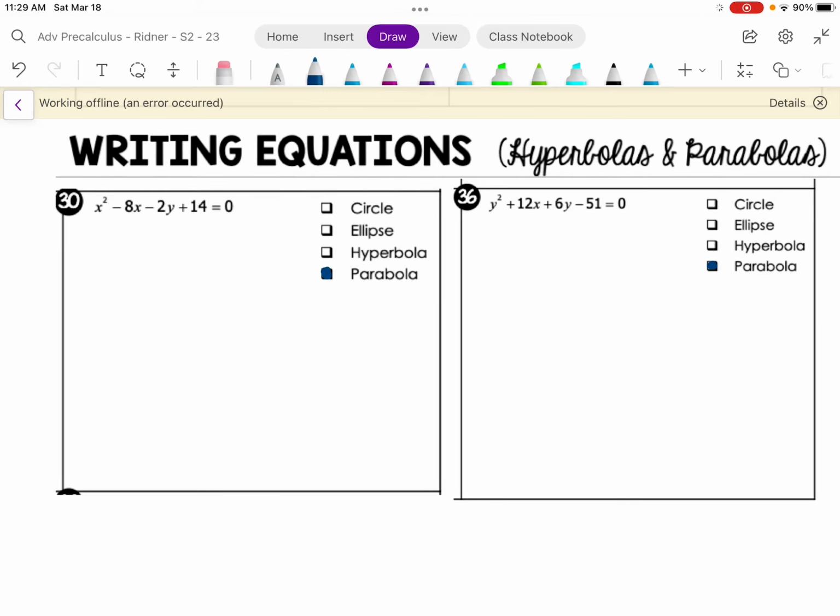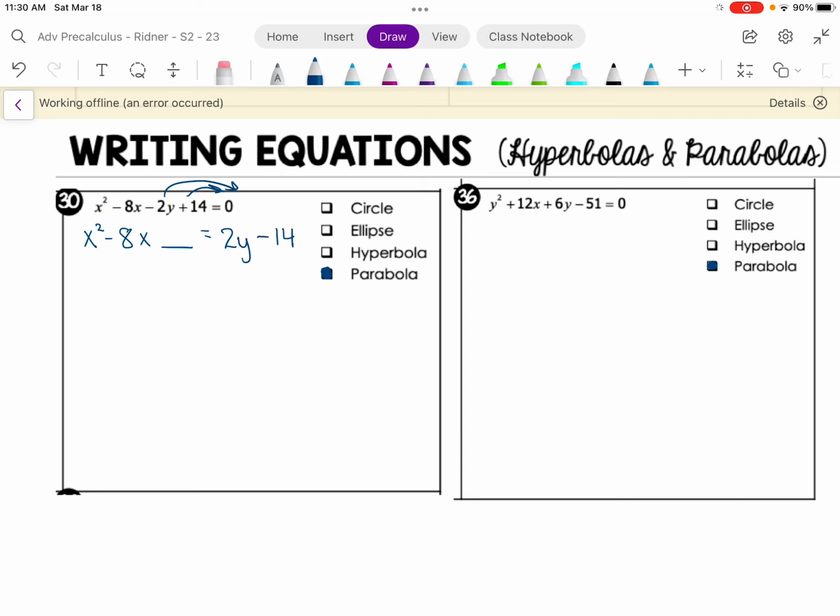All right, last but not least, how do we complete the square, so to speak, for parabolas? So remember that numbers 30 and 36 are your parabolas on your identifying conics page, the last page of your foldable. So those are the two we're going to look at right now. And what we want to do is group the x's together, and we're going to end up completing the square there, and then move everything else over to the other side.